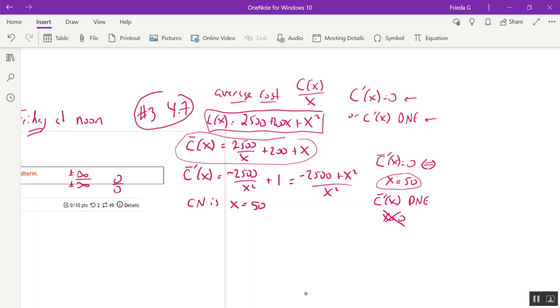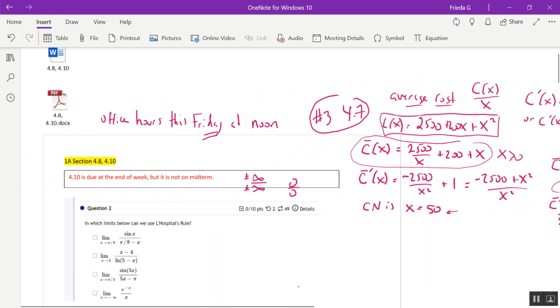That's where the cost function derivative doesn't exist. That's at x equals 0, but that's not in the domain because here's our average cost function here. The domain's got to be x greater than 0. So there's only one critical number, and that's 50. And I'll leave it to you to check that that gives you an actual minimum cost. There's a video that explains and shows that that's a minimum cost.